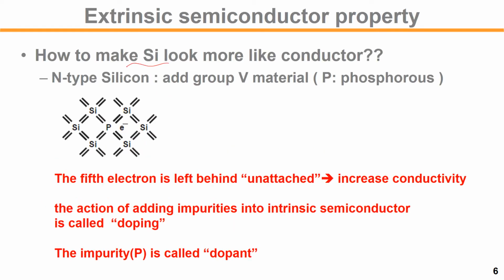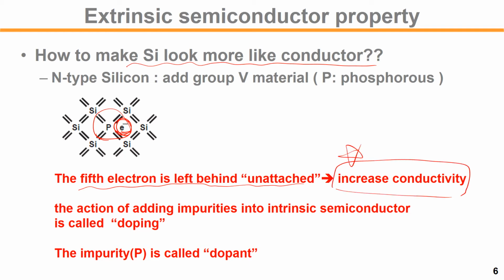Now the question is how to make silicon look more like a conductor. So there should be more free electrons. What we can do is add impurities. Currently silicon has 4 electrons at the outermost shell. What if we add some material from group 5, which has 5 electrons at the outermost shell? For example, phosphorus. 4 electrons are shared with the silicon to form the lattice structure, and then 1 remaining electron is there. This electron is not attached to any atom, so this increases the conductivity.